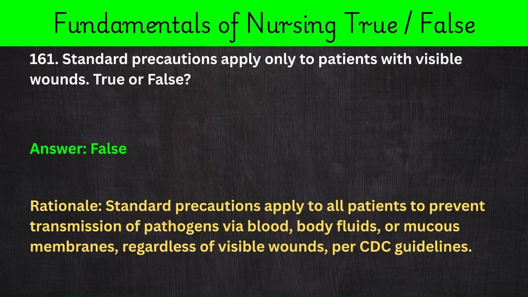161. Standard precautions apply only to patients with visible wounds. True or false? Answer: false. Rationale: Standard precautions apply to all patients to prevent transmission of pathogens via blood, body fluids, or mucous membranes, regardless of visible wounds, per CDC guidelines.